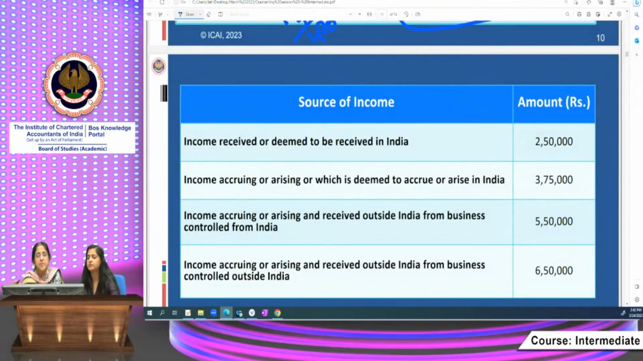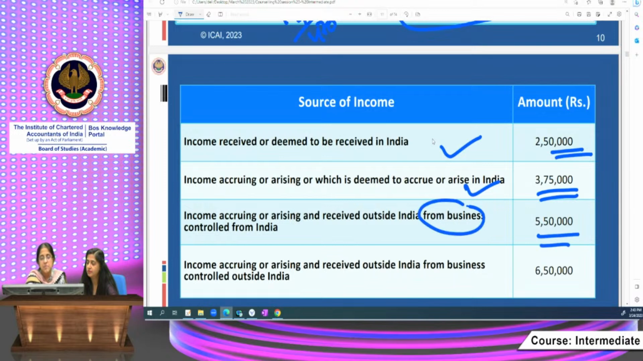Income received or deemed to be received in India? Yeah, it's an Indian income. You have to consider it. 2,50,000 we have to consider for determining 15 lakh. Income accruing or arising or which is deemed to accrue or arise in India, 3,75,000 we'll have to consider. Income accruing or arising and received outside India from a business controlled from India. Yes, we have to consider this because it's from a business controlled from India. For that 15 lakh limit, we have to consider this.